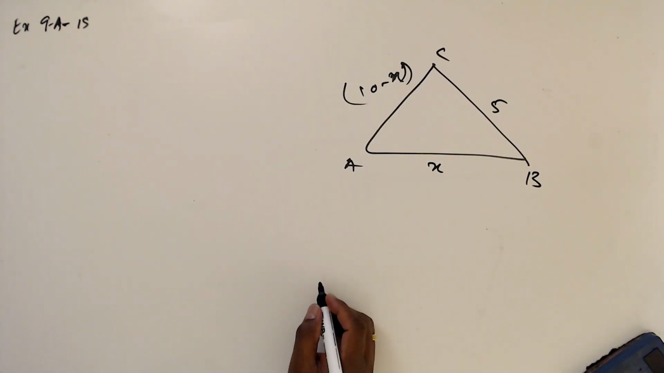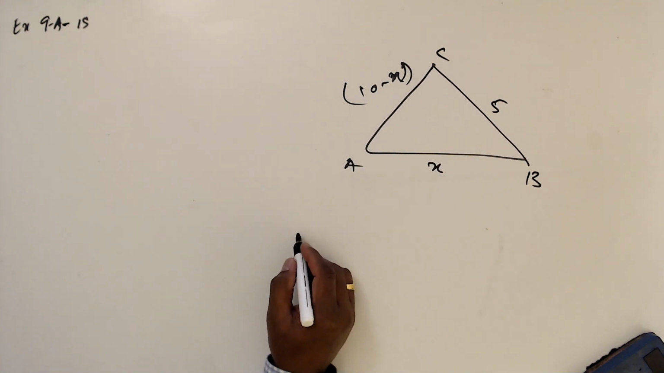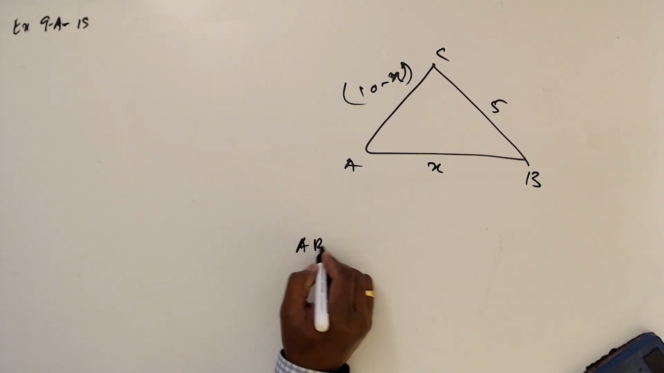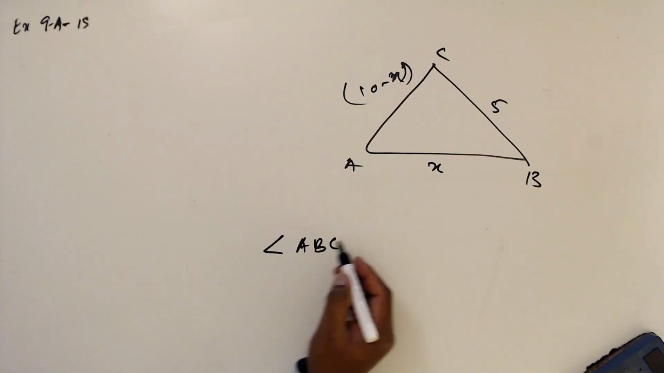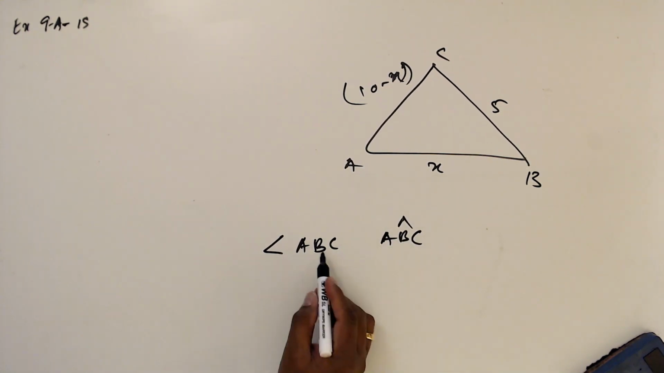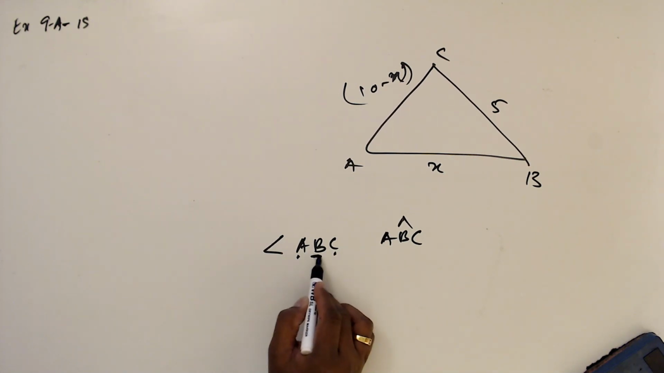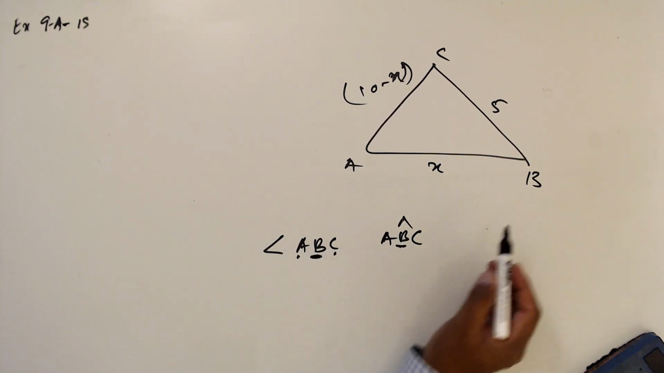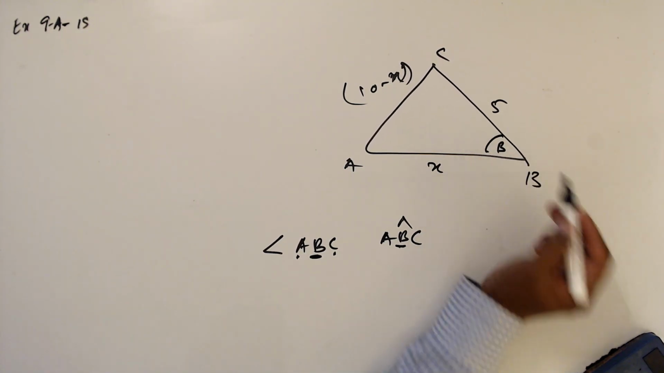Question number 15. AB is x, BC is 5. Then we want to show that in triangle ABC, or sometimes we will write it like this, the angle is not A or C, it is B. In the middle, always you can see. You know that, just to revise. So this is the one.